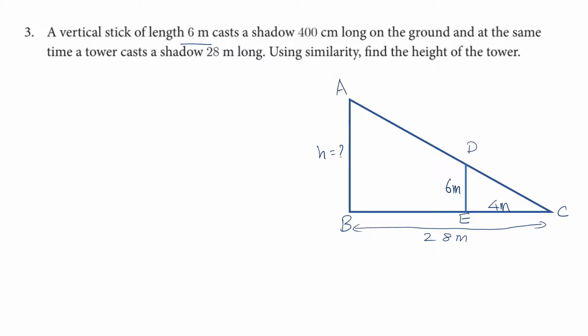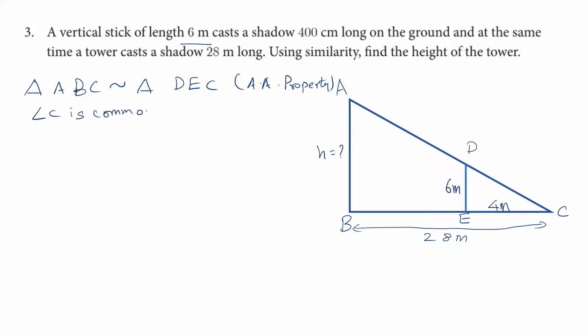So you can see that triangle ABC is similar to triangle DEC by AA property, because angle C is common and angle ABC is equal to angle DEC is equal to 90 degrees.